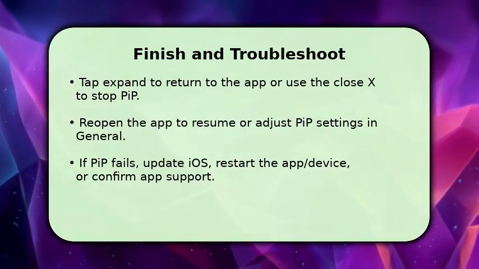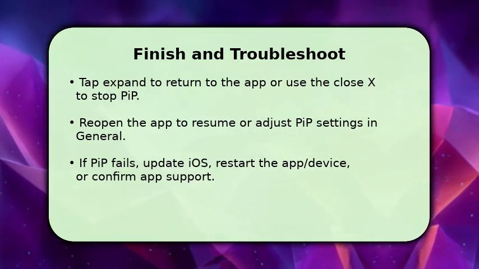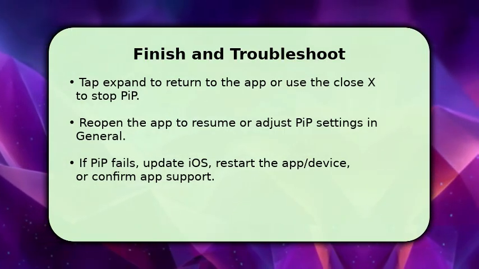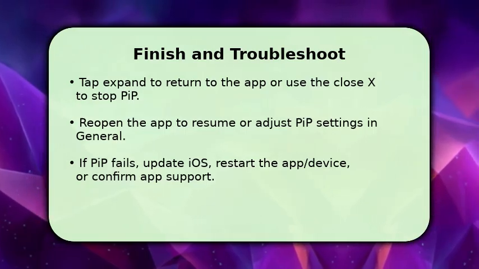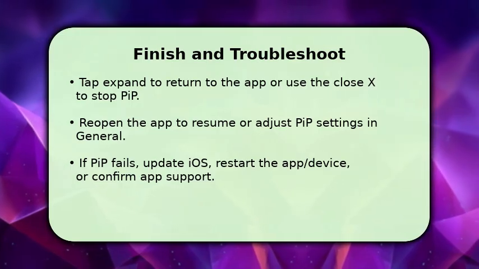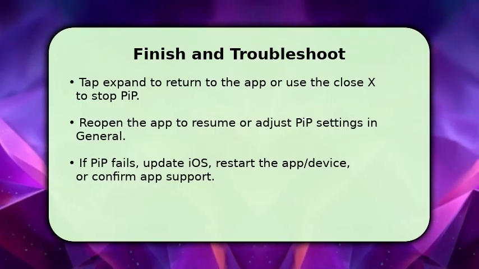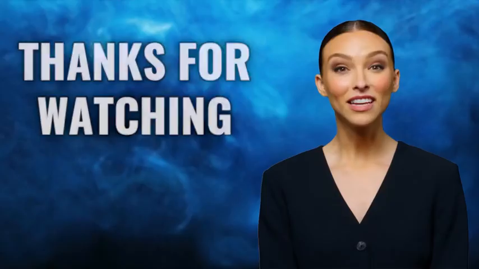Settings remain the same. If Pi-P isn't working, check that your iPhone runs iOS 14 or later, and that the specific app supports Pi-P. If needed, update iOS, force quit and relaunch the app, or restart the device. This resolves most issues and gets floating windows working again.